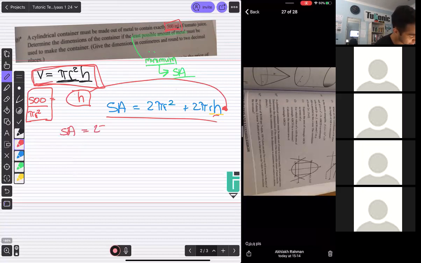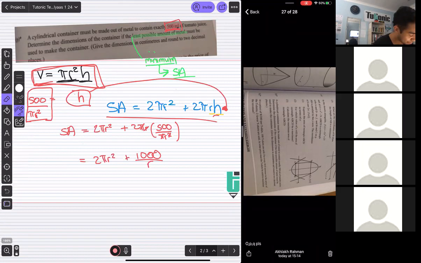So it's 2 pi r squared plus 2 pi r times what? 500 over pi r squared, which is going to be 2 pi r squared plus 1,000. The pi's cancel, the r cancels with that, over r. Guys happy? Yes. So I'm going to write this as 1,000 times r to the minus 1 because it's easier to write.